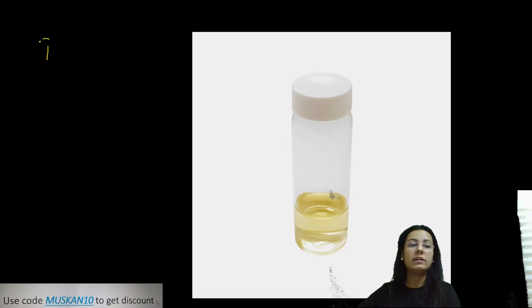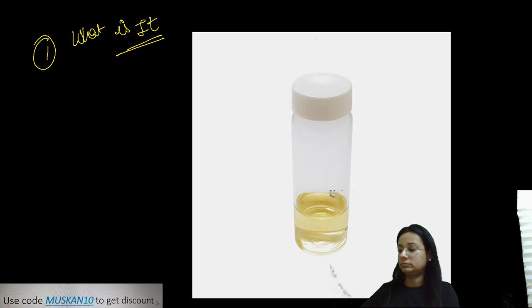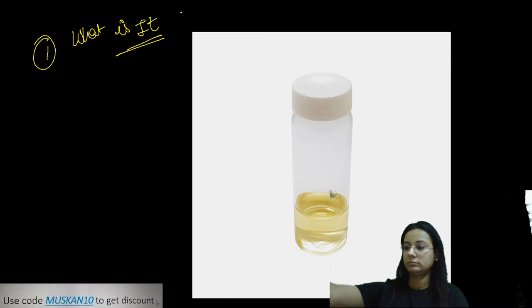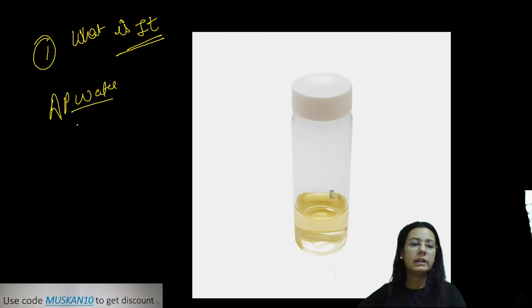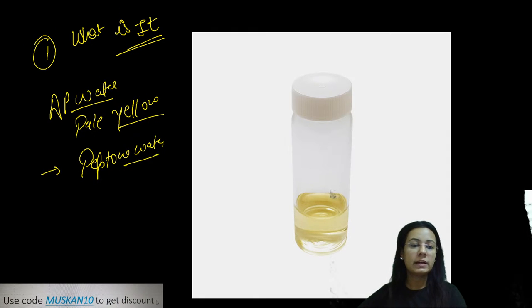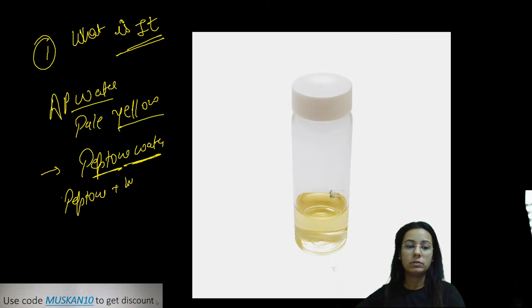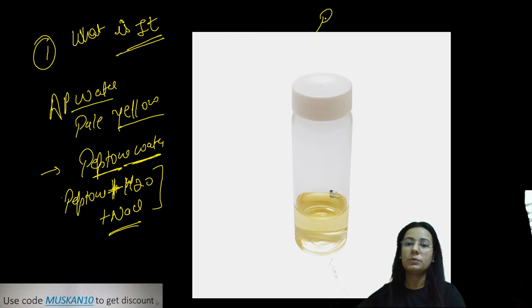Now coming to the first question, what is it? Okay, so it is nothing but alkaline peptone water. Yeah, pale yellow colored. And what is the peptone water composition? We need to remember that it is water plus peptone. That is, peptone is peptide, so peptone plus water, that is H2O. And what does H2O contain? It contains the salt. Okay, so this is the peptone water.